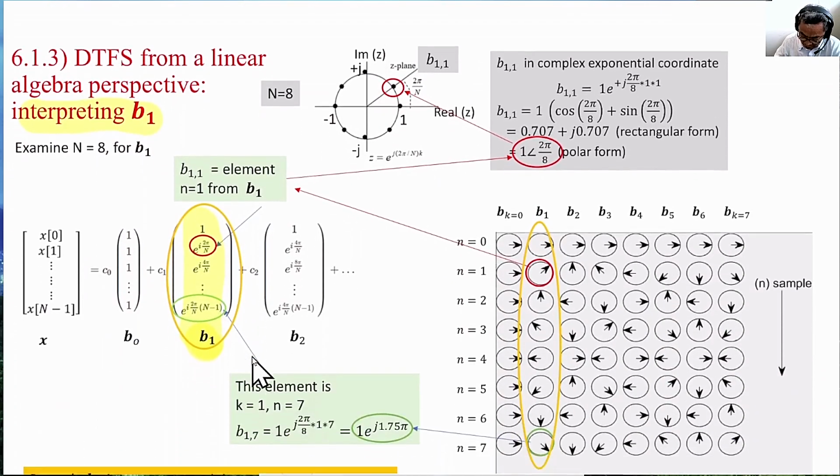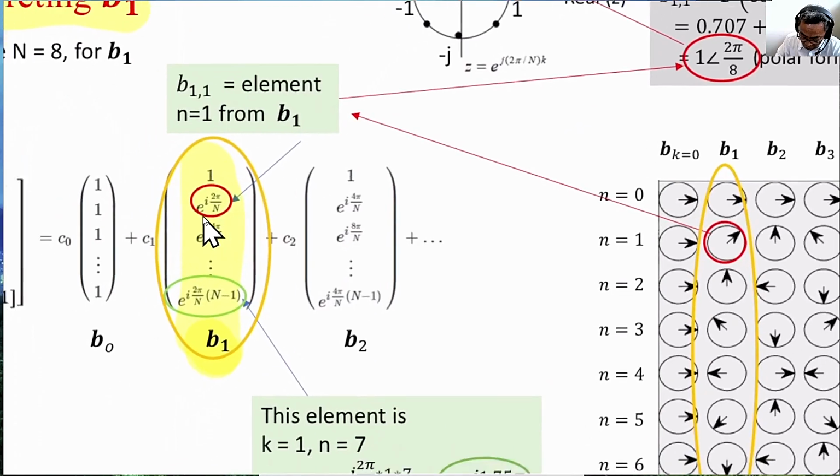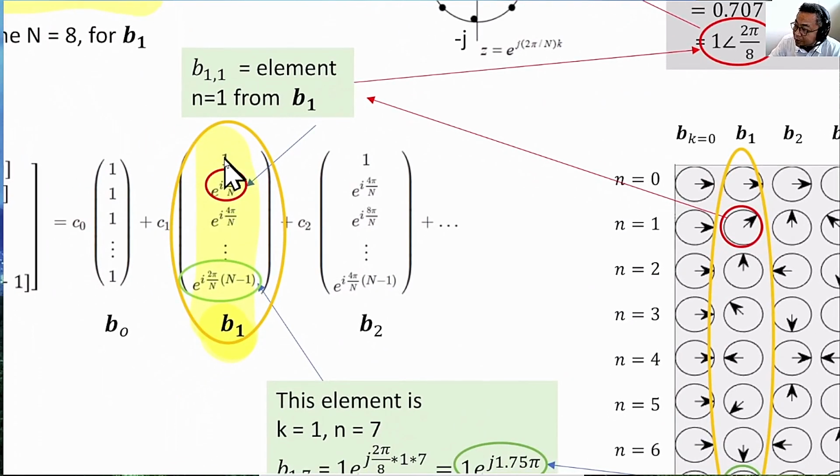But what does it mean? What do these vectors look like? First, they all actually have magnitude 1, because the first one is 1, the second one is 1e something, the second one is 1e something. So it is a complex exponential with radius 1 for all the elements, but with different phase, that's all. You should look at it as 1e^(jθ), and this θ is nothing but this value 2π/N, 4π/N, and so on.